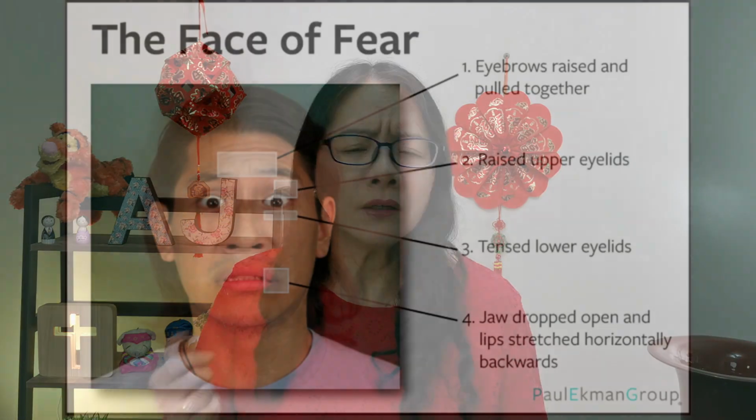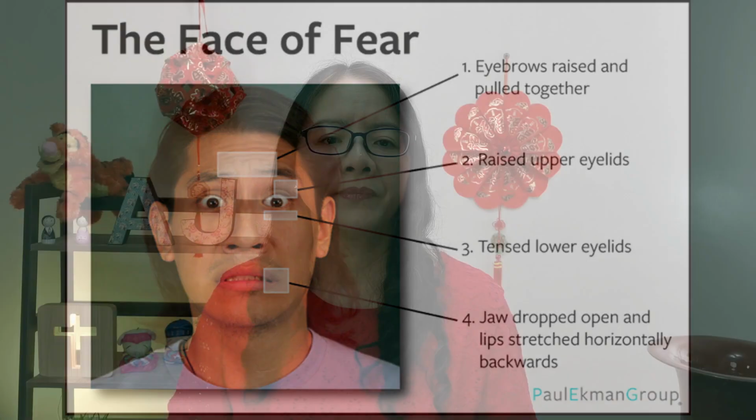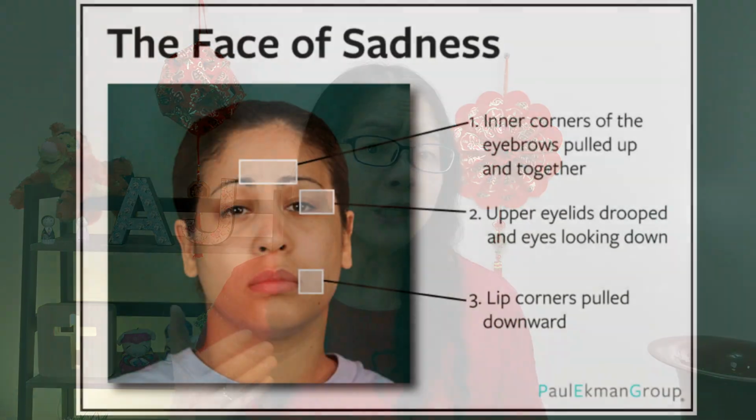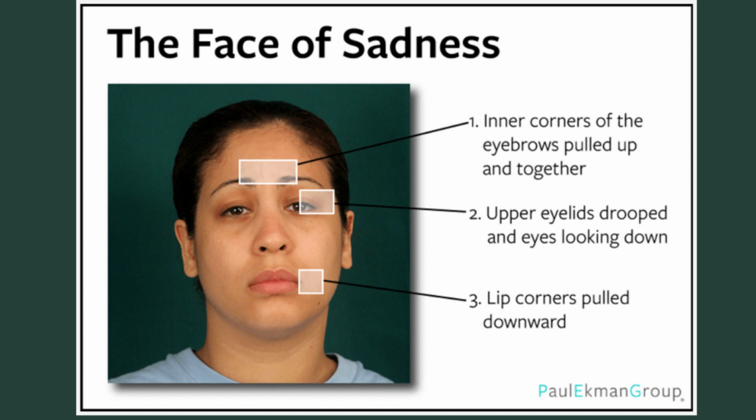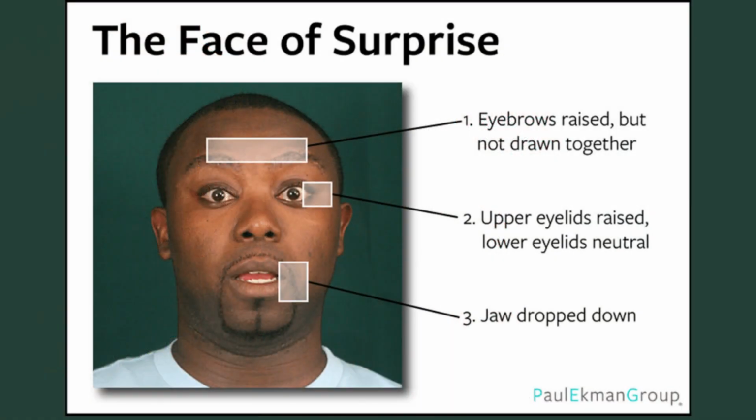In the face of fear, the eyebrows are raised and pulled together, the upper eyelids are also raised, the lower eyelids are tensed, and the jaw dropped open, and the lips stretch horizontally backwards. In the face of sadness, the inner corners of the eyebrows pulled up and together, the upper eyelids drooped, and the eyes are looking down, the lip corners pulled downward. In the face of surprise, eyebrows are raised but not drawn together, the upper eyelids raised and the lower eyelids neutral, and the jaw dropped down.